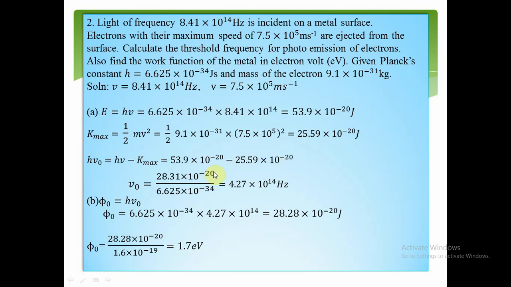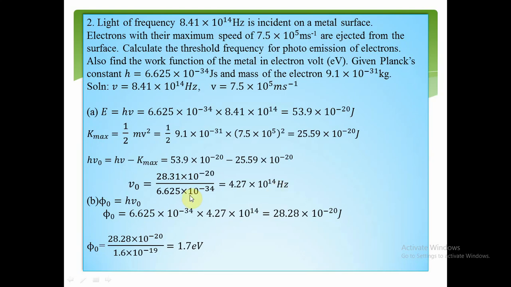If we simplify this, we will get 28.31 into 10 raised to minus 20. I have taken this h to the left side, so it goes to the denominator. The value of h is 6.625 into 10 raised to minus 34. After the simplification, we will get 4.27 into 10 raised to 14 hertz. This is the threshold frequency which is required for the ejection of a photoelectron from the metal surface.